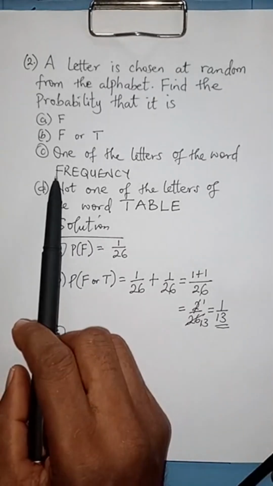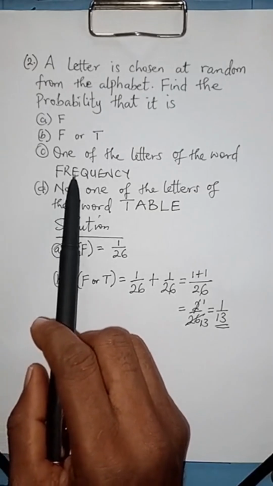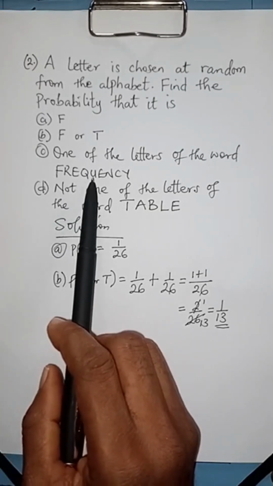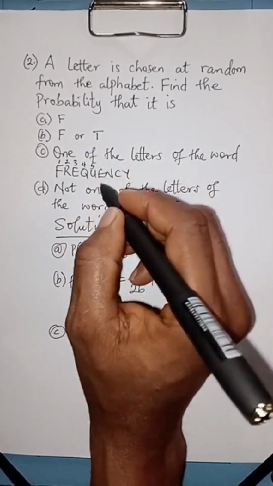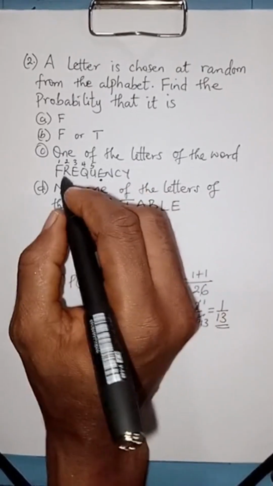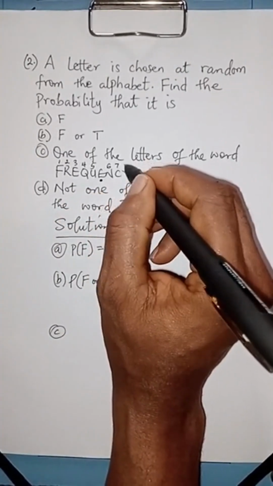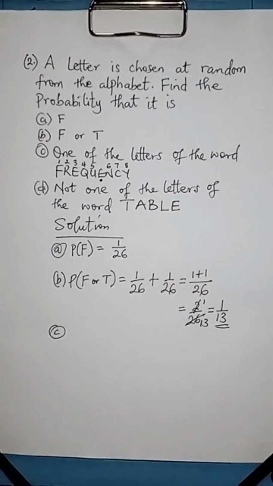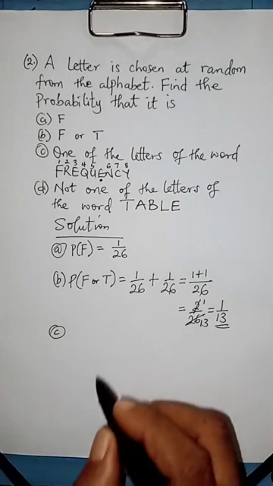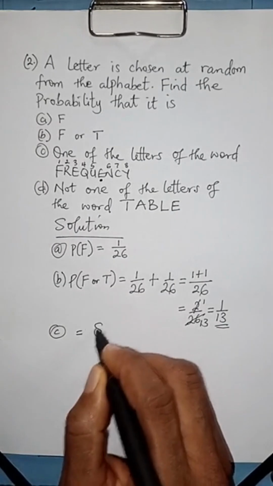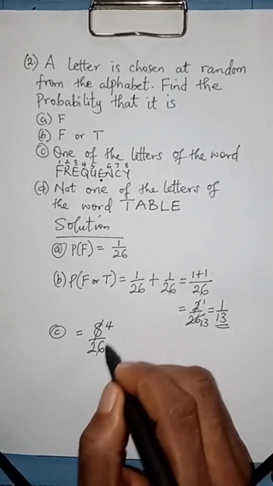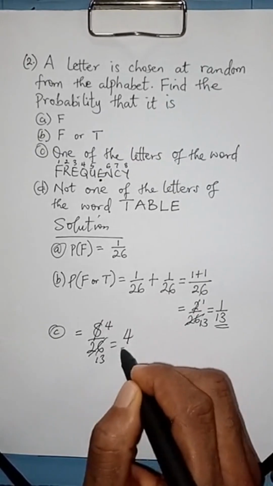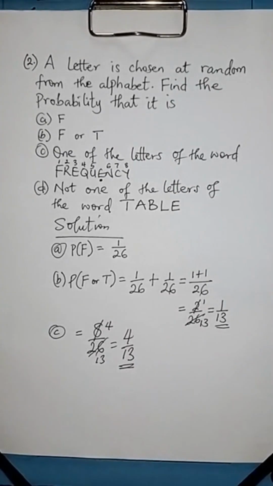So let's count again now. F occurs 1, 2, 3, 4, 5. Let me put the numbers on top. 1, 2, 3, 4, 5. I'm not going to count this because I've counted it already. 6, 7, 8. So that's it. We have 8 letters. So the probability that it is one of the letters of the word frequency will be 8 out of 26. If you simplify, 2 divides into 8 four times, and into 26 thirteen times. That gives you 4 out of 13. I hope this makes sense.